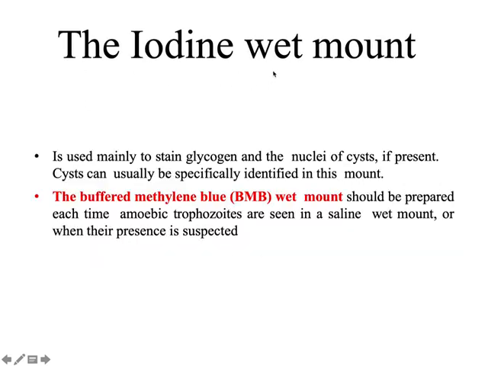The iodine is mainly to stain the glycogen and nuclei of the cysts. If I want to see the nuclei of the cyst, I have to use the iodine. Okay, and we can actually use the buffered methylene blue. We can use it for the trophozoites, and we can see the cyst as well.